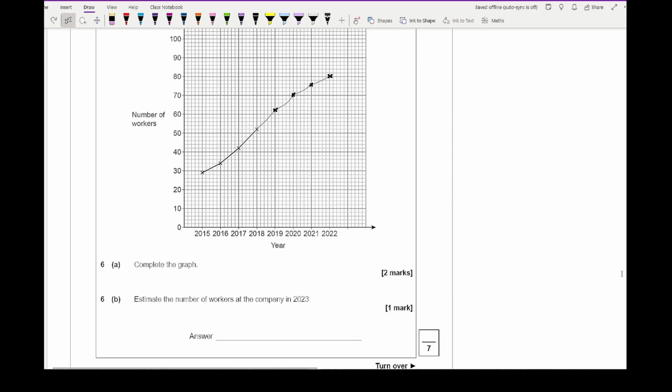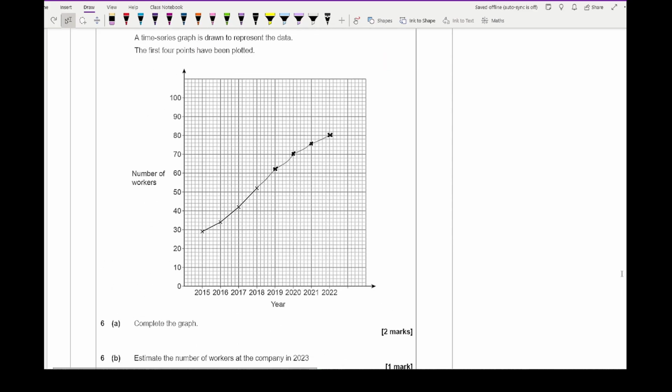Then for B, it says estimate the number of workers at the company in 2023. So looking at the projection of what the current lines are, we could draw a line of best fit of what that should be, but it's looking like it's going to project somewhere in this region here. So as long as you've got for B any answer between 82 and 90 would be good enough for that single mark.